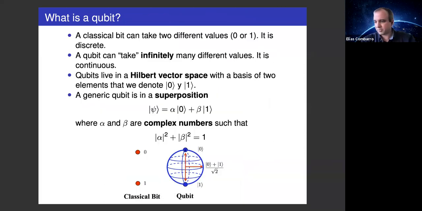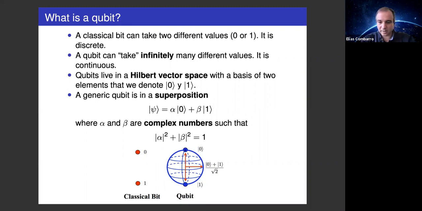The first thing that we need to mention is that quantum information is stored in what we call quantum bits, or qubits. As you know, classical bits can only have two different values, either 0 or 1. So this is a discrete quantity that we use in order to make computations with our classical computers. But quantum bits can take an infinite number of values. They can be a superposition, a combination of both 0 and 1.